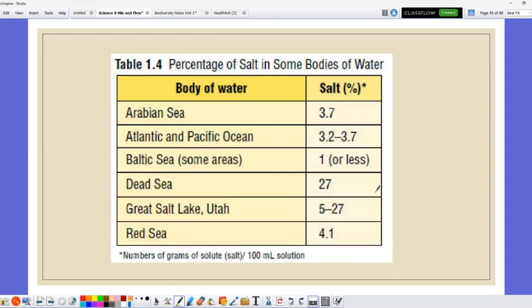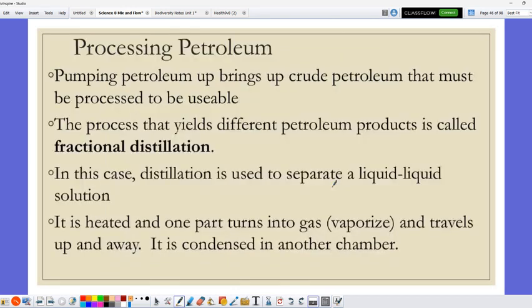If you're looking at the percentage of salt in some bodies of water, the Arabian Sea has 3.7%, the Red Sea has 4.1%, Great Salt Lake has 5 to 27%, and the Dead Sea has 27%. The Dead Sea is super cool. You can just lie down in it and you'll automatically float. You don't have to do anything, just because the density of it is so high, or the percentage of salt in it, which makes it have a high density.